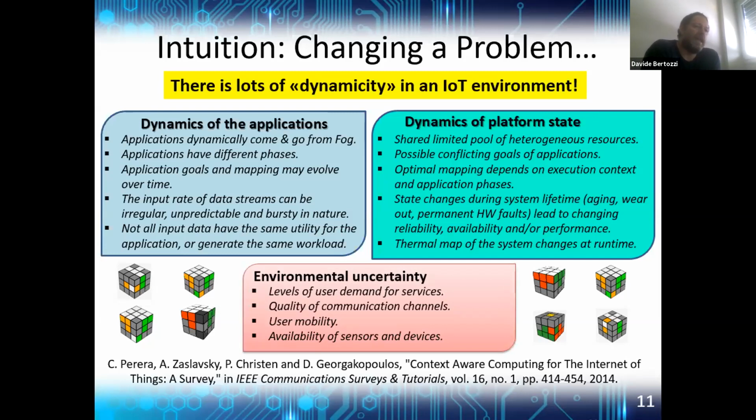Last but not least, you have environmental uncertainty. The number of users associated with the specific IoT services, making use of these services, changes over time. The quality of communication channels change over time. Users are mobile users. Therefore, they may associate their workload to different fog devices. Last but not least, the availability of sensors and devices, of IoT devices, is not constant over time.